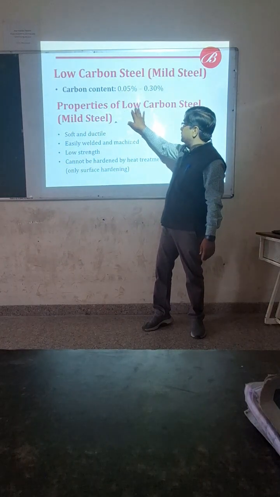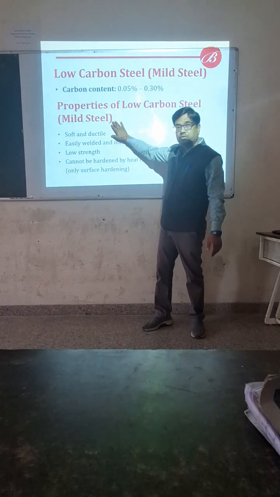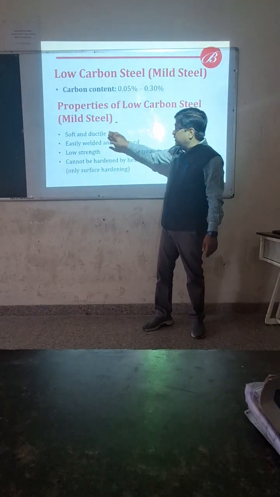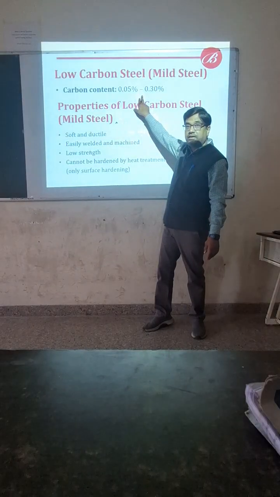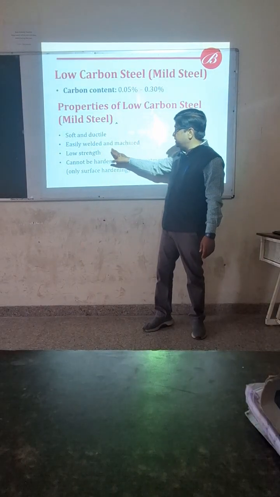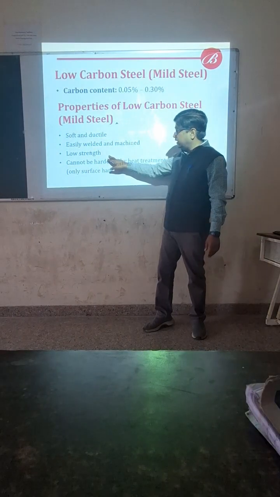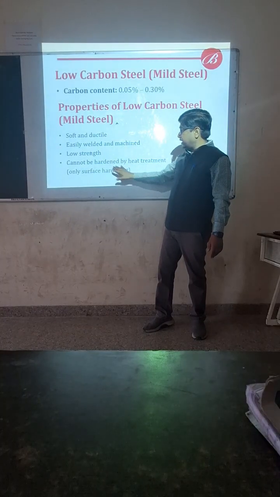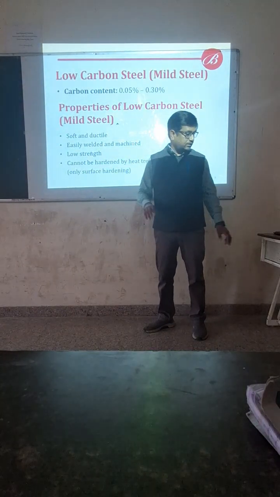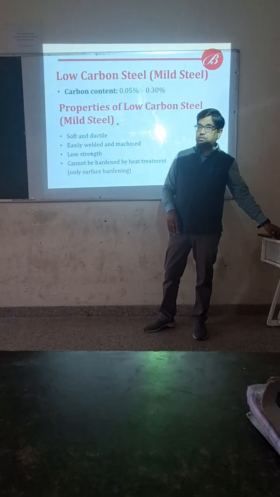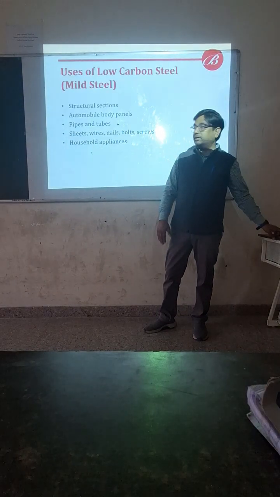What are the properties of low carbon steel? It is also known as mild steel. It is soft and ductile because of the low percentage of carbon. It is easily welded and machined, and it has low strength. It cannot be hardened by heat treatment processes like hardening, tempering, etc.